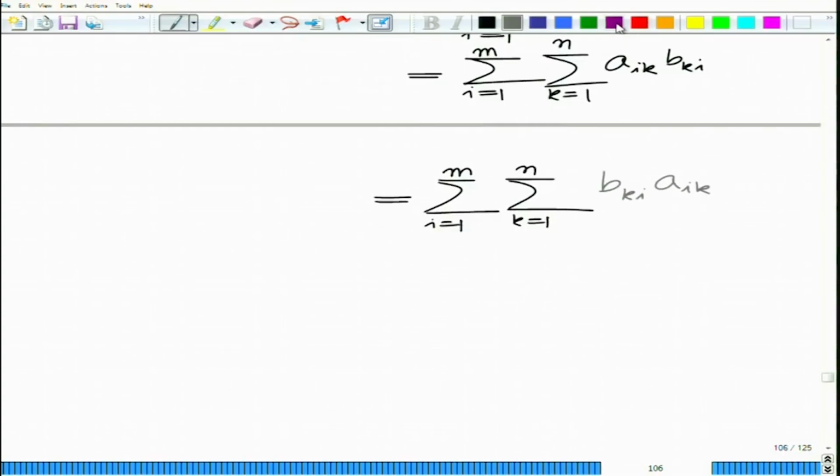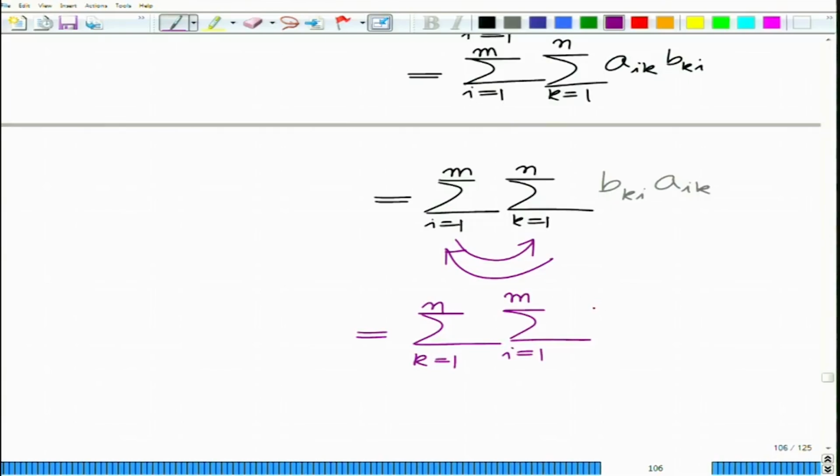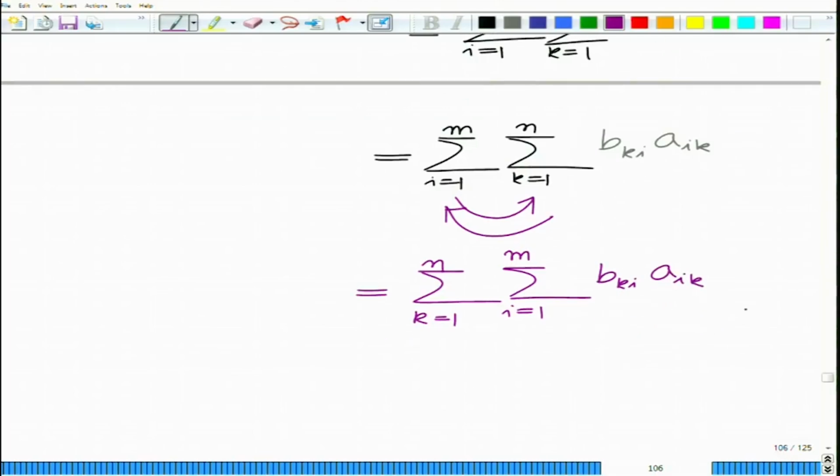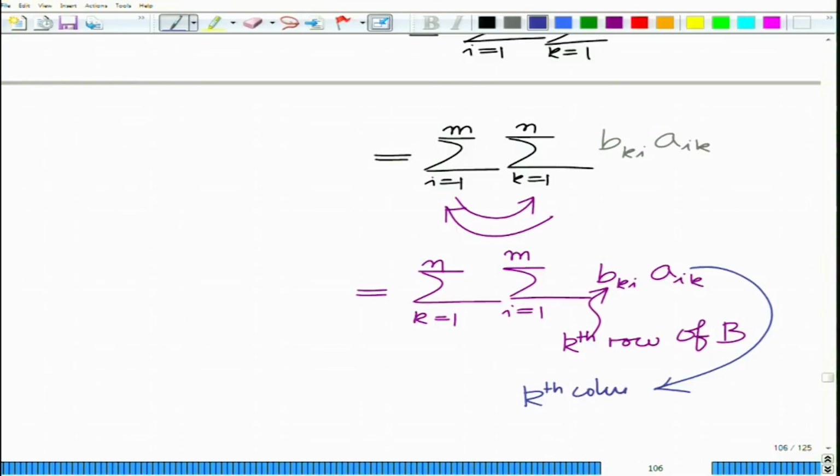Now I am going to interchange the order of summation. That becomes the summation k equals 1 to n, summation i equals 1 to m, of bki aik. Now look at this: bki is basically the kth row of B, and aik is correspondingly the kth column of A. You are taking an element wise product of the elements of the kth row of B and the kth column of A.